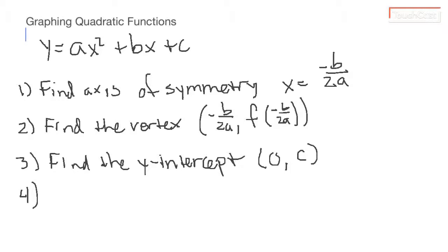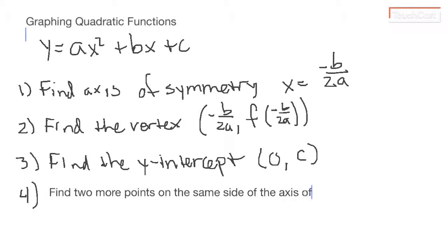I'm actually going to type this one. We're going to find 2 more points on the same side of the axis of symmetry as the point containing the y-intercept. Once we've done that, we're going to go on to step 5.